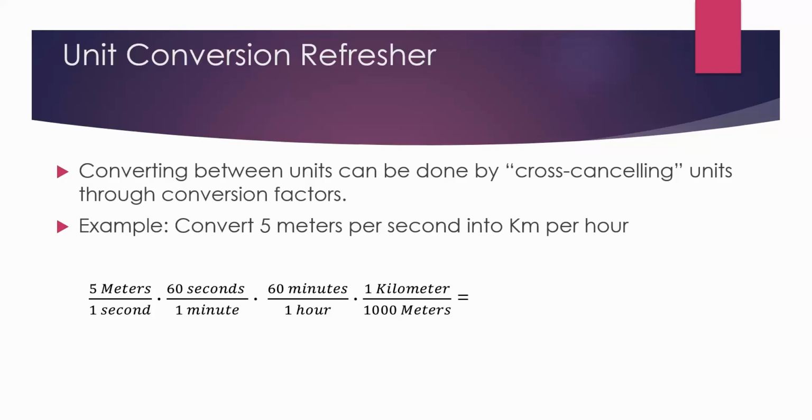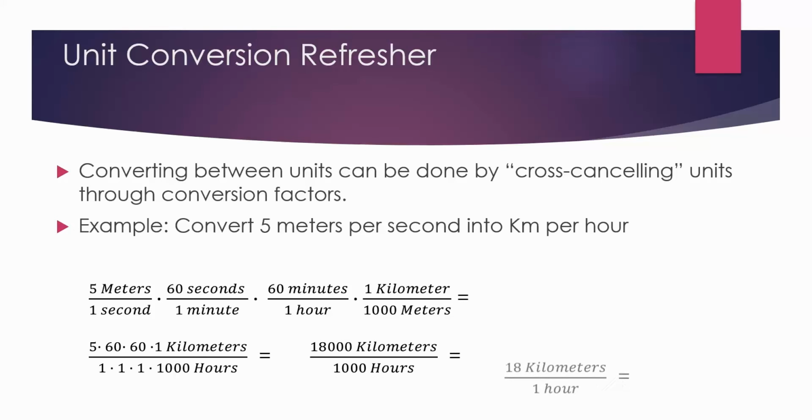So there's 60 seconds to 1 minute, so seconds would cancel with seconds. In 1 hour there's 60 minutes, so your minutes cancel out. And finally I need to get rid of meters, so I'm going to go into kilometers, and in every kilometer there's 1,000 meters. So it's a bit tricky. There's charts, and you're going to need to memorize a few conversion factors on a handout that I'll show you later on. But if you were to multiply these all together, you would find that you have 5 times 60 times 60 times 1 kilometers over 1 times 1 times 1 times 1,000 hours. And when you do that out, you eventually get to 18 kilometers per hour.